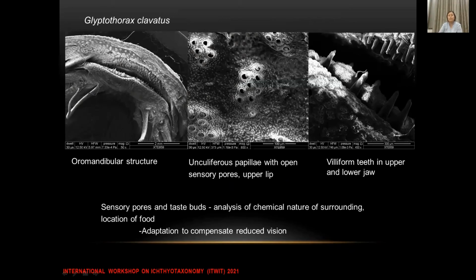Then in the papillae, we can see the unculiferous papillae with open sensory pores on the upper lip. Then the presence of villiform teeth in the lower and upper jaw in Glyptothorax. So these sensory pores also act as one of the adaptations, because they analyze the chemical nature of the surroundings and also the location of food. This is to compensate for the reduced vision in the Sisorid catfishes.